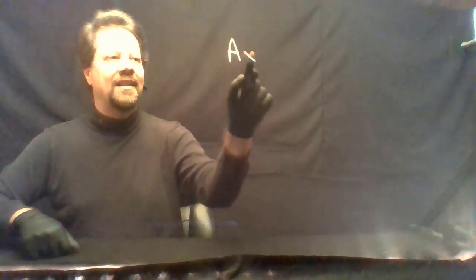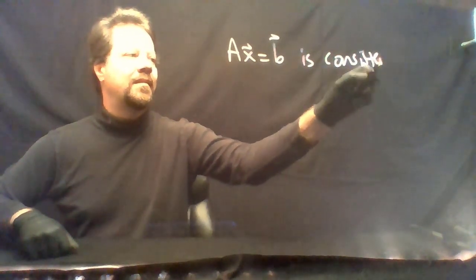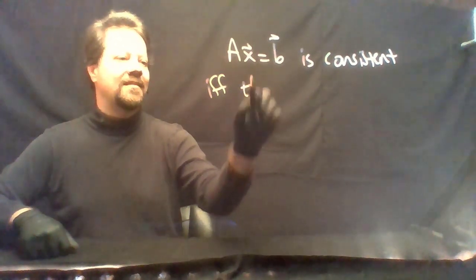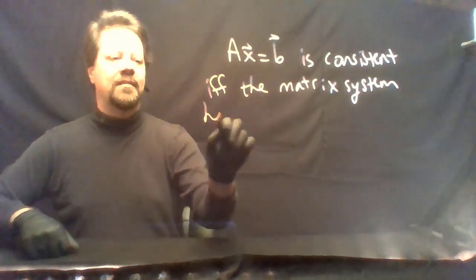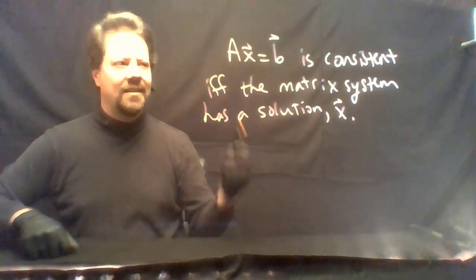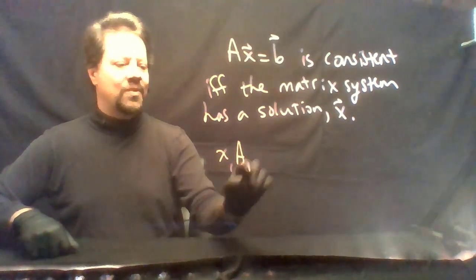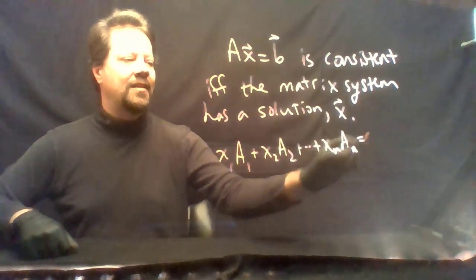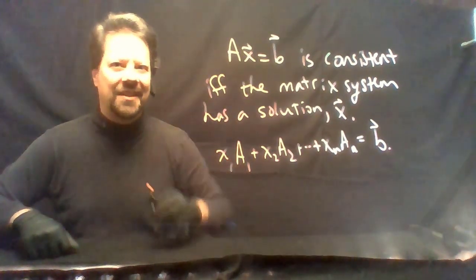We know that AX equals B is consistent if and only if this has a solution X. What does that mean? If it has a solution, then x1A1 plus x2A2 through xnAn will be equal to the vector B. That means B is expressible as a linear combination of the columns of A.